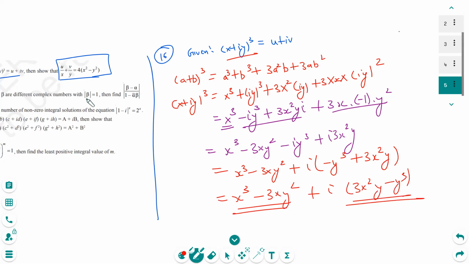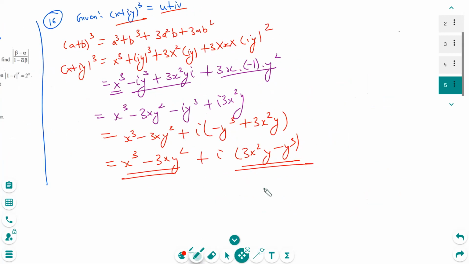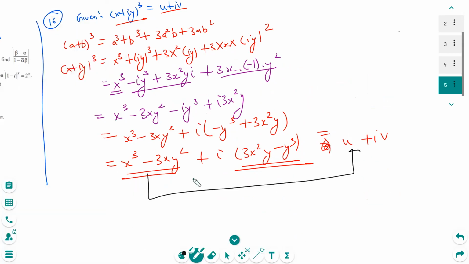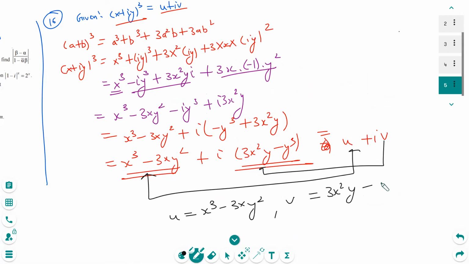So now why are we doing this? Because this was equal to u plus iota v. So we needed to convert it into a plus iota b form. That is the standard form. Otherwise, we cannot compare these two. Now my u will be x cube minus 3xy square, and my v will be 3x square y minus y cube.